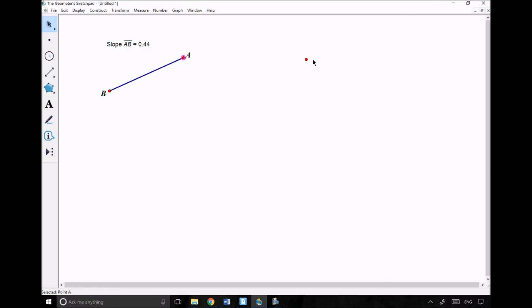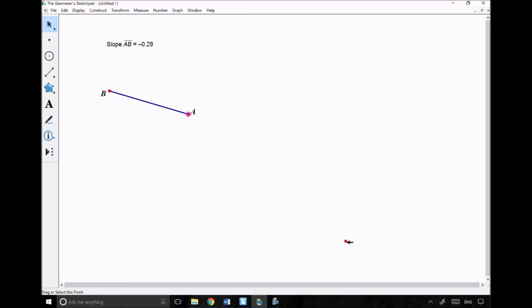Okay, but if you notice, if I change the steepness of my line, now my slope is completely changing. Okay, so notice how it's completely different numbers depending on how steep my line ends up being. Okay, if I just change a point on my line again, my slope stays constant.